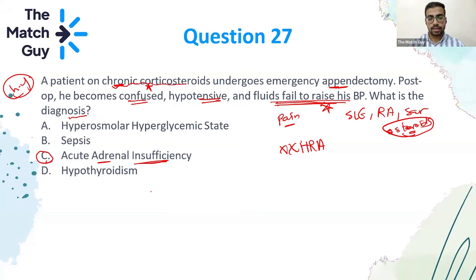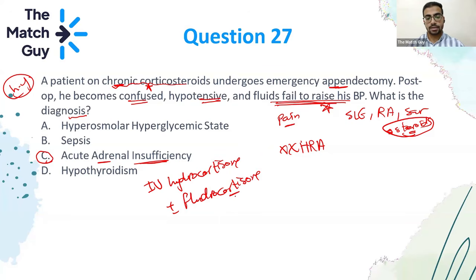So how are you going to treat it? Here, it is a must for you to give IV hydrocortisone, plus or minus something called fludrocortisone. Fludrocortisone is a mineralocorticoid receptor agonist, and it's also going to help with the hypotension. And this is a must give, and this is the treatment. Okay. The second thing that you guys need to know is if we're stopping steroids, the same concept, if we're going to stop this drug.